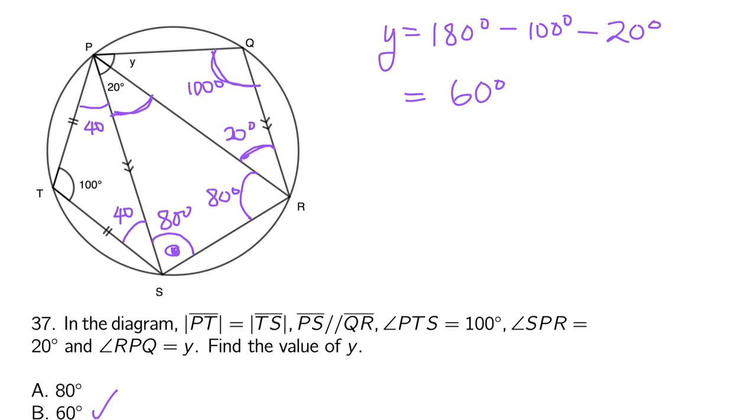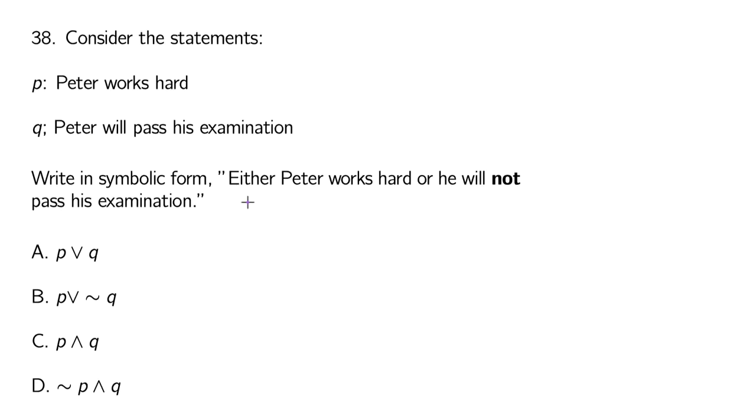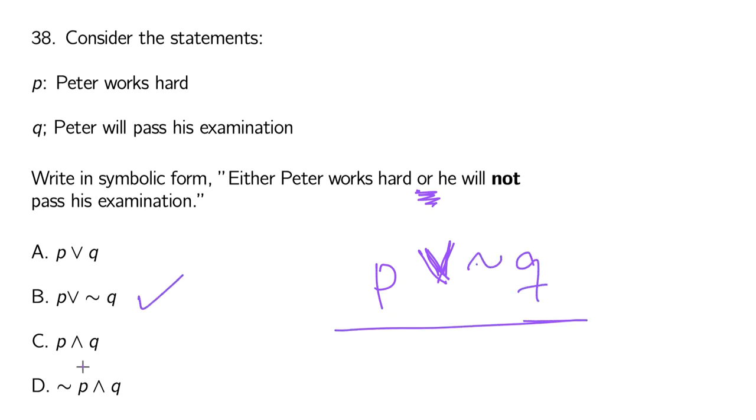The next problem is 38. Consider the statements P, Peter works hard. Q, Peter will pass his examination. And we're supposed to write either Peter works hard or he will not pass his examination. So the or, also known as the disjunction, is represented by this V symbol. And on the left we have Peter works hard, that's P, or he will not pass his examination, that's the negation of Q. So that's what we're looking for, and that's B.